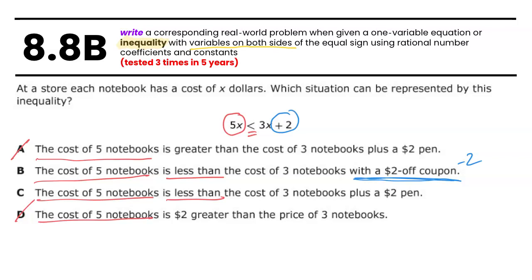And so letter C that says plus a $2 pen is going to be the better real world problem that fits this given inequality. And so letter C is going to be the correct answer here. You're going to want to talk through these different scenarios with your students of when would a situation be when we have minus versus when would we have plus in the real world situation.